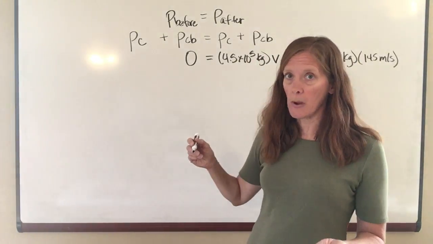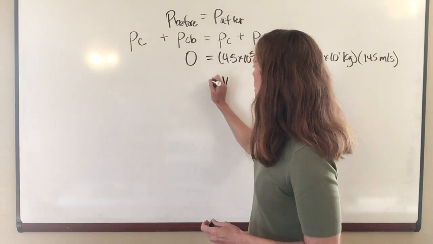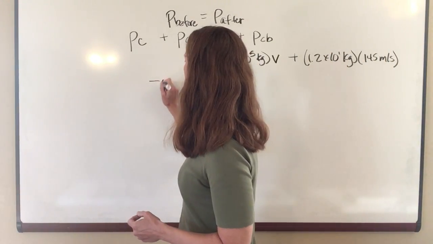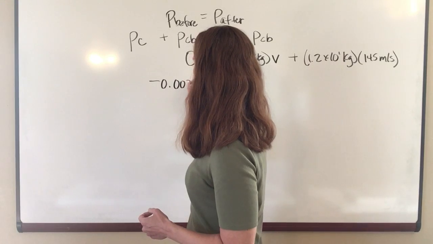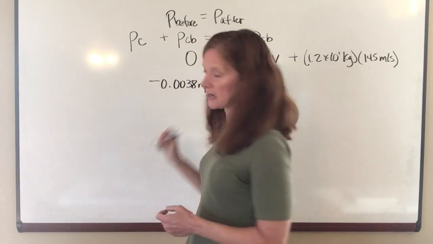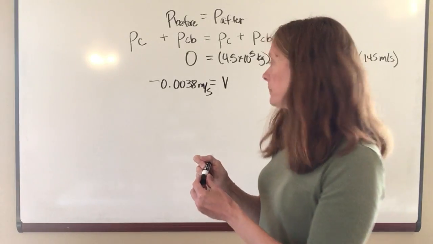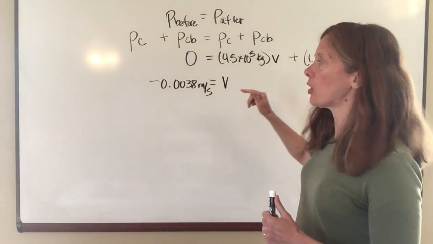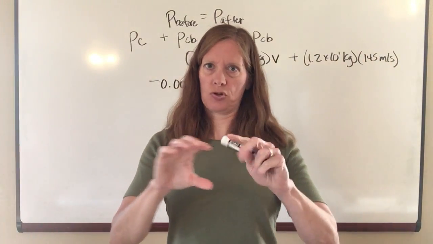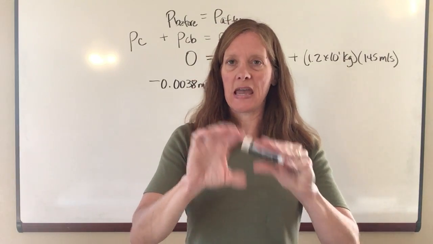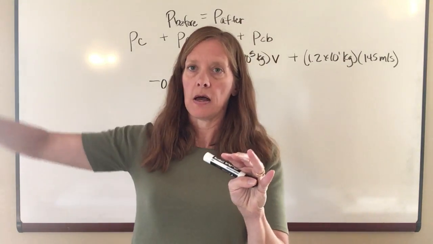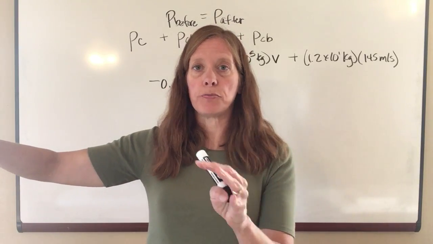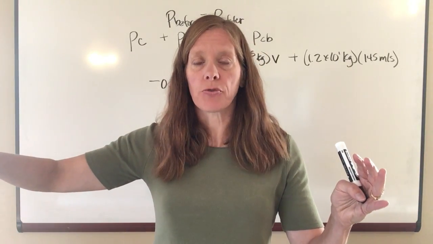I'm going to assume that you know how to manipulate all those numbers. Once I do that, that's going to give me a velocity that is negative 0.0038 meters per second. So what does that mean? That means that the cannon is going to turn this way so I get everything in the right direction. If the cannon shoots the cannonball this direction at 145 meters per second, the cannon is going to move backwards at 0.0038 meters per second.